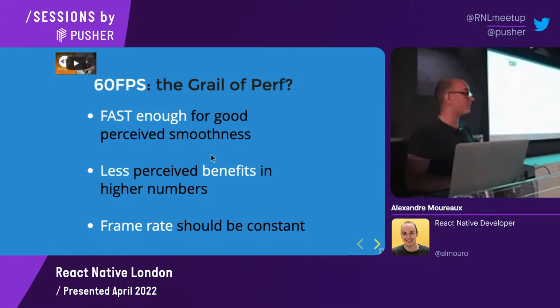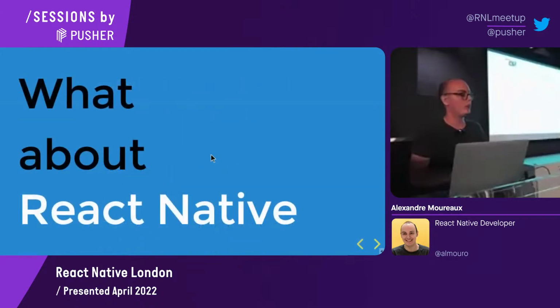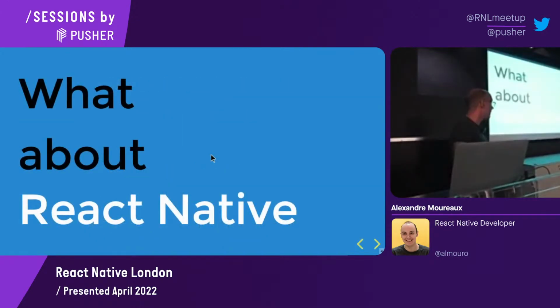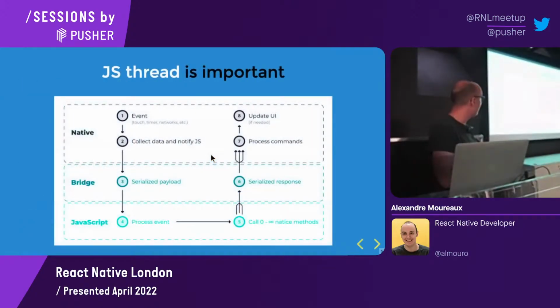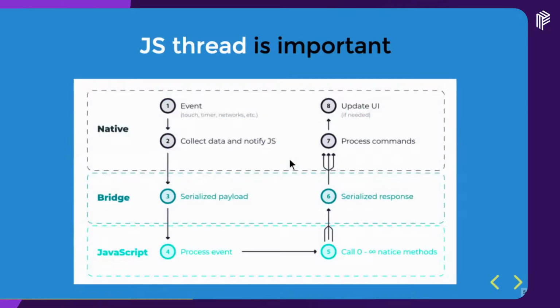The question we could ask ourselves, because this is React Native London, is: is this true for React Native apps? Well, yes, this is true, because React Native is essentially native. You have JS driving native components. So we also need to aim for 60 frames per second. But another question is: is this enough? Well, no, because we also have the JS thread. So spoiler alert, this is not entirely true.